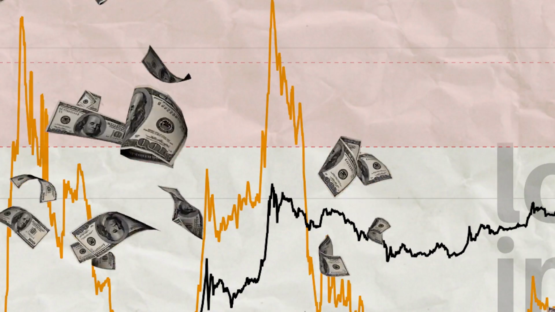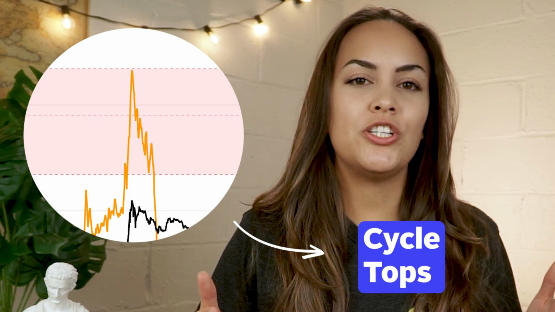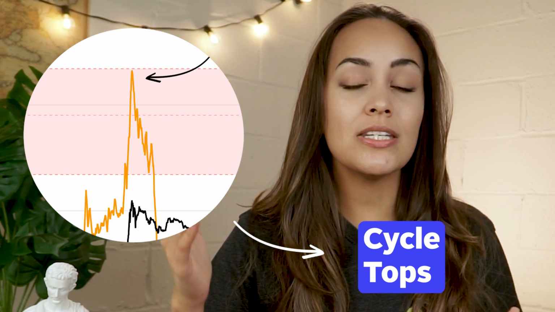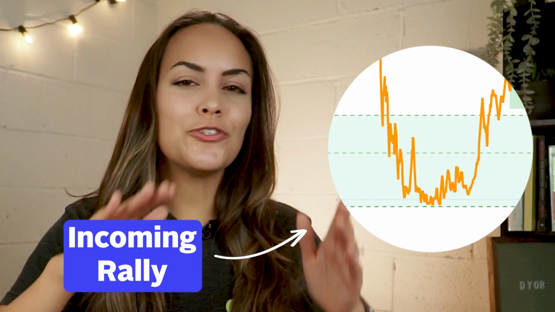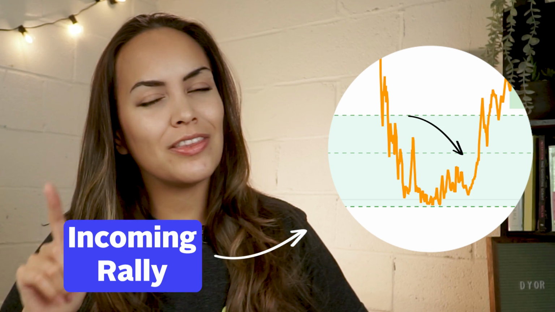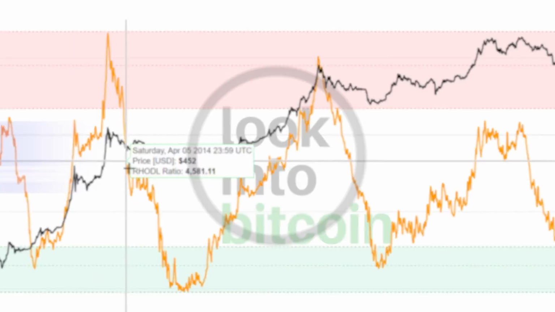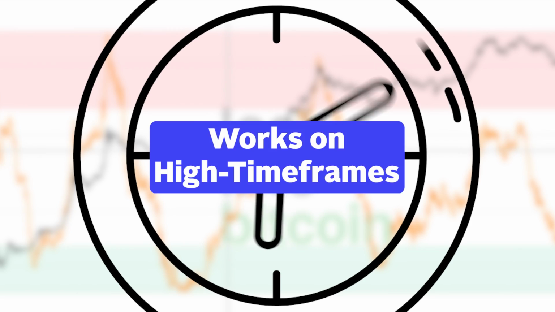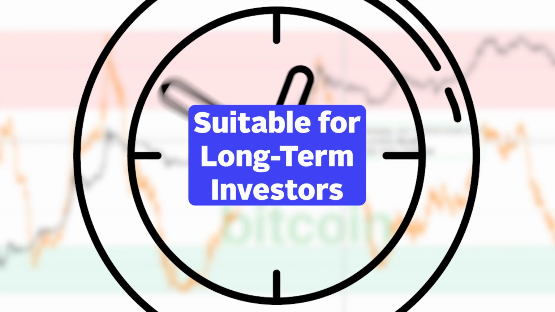Historically, such periods have been good times for investors to realize gains during each cycle. Like MVRV, RHODL ratio is good for identifying periods where Bitcoin's price is at the extremes. It can signal cycle tops when the RHODL ratio line approaches the upper red band and indicate an incoming rally after Bitcoin's price has spent time in the lower green band. The RHODL ratio works on high time frames and could be more suitable for long-term investors compared to MVRV.